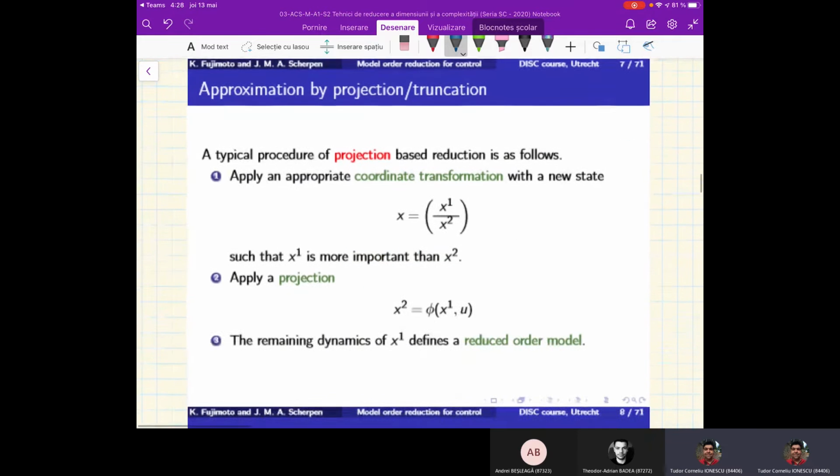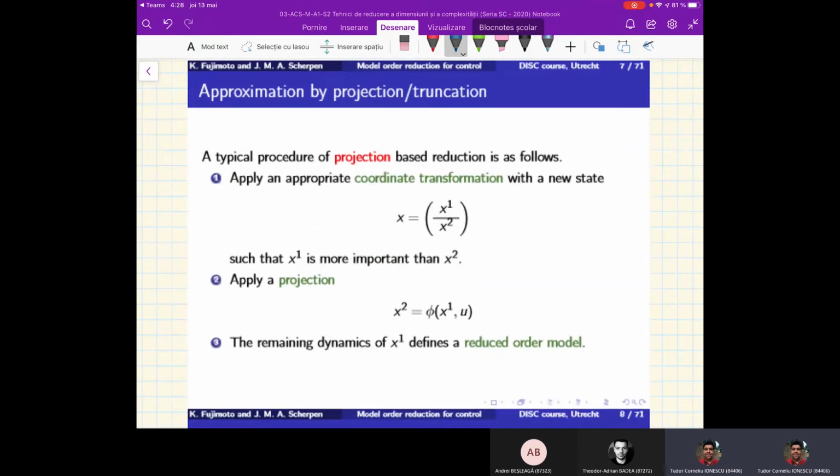There are some examples presented here, which I think is why these slides are very useful to you if you want to grasp the meaning of model order reduction based on balance truncation. A typical procedure of projection-based reduction is the following. You apply an appropriate coordinate transformation and you make the new state to be x1 and x2. This is what balance truncation does, such that x1 is more important than x2. That's true, and we already know that, but they're going to remind us.